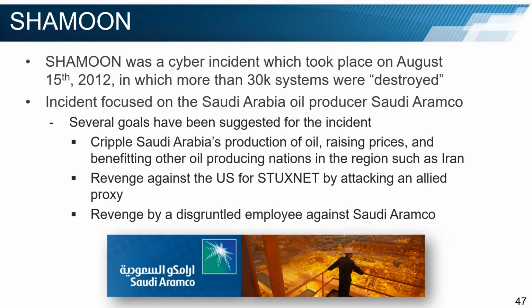Several goals have been suggested for the Saudi Aramco incident. These included a desire to cripple Saudi Aramco's production of oil, raising prices, and benefiting other oil-producing nations in the region, such as Iran. Some have suggested the attack was revenge against the U.S. for STUXNET by attacking an allied proxy. Some security researchers have forsaken the idea of a state-sponsored attack and suggested the SHAMOON attack on Saudi Aramco was revenge by a disgruntled employee.